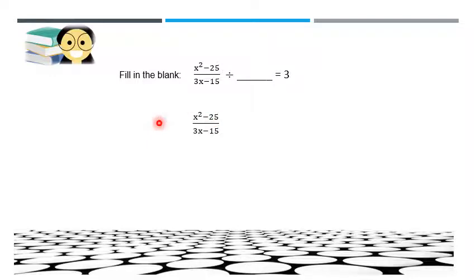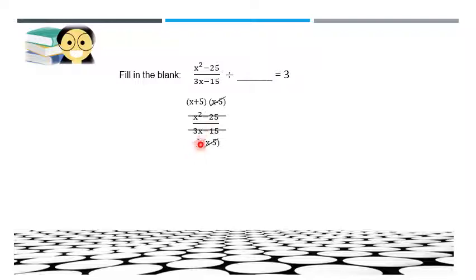Factor x squared minus 25. So then we have quantity x plus 5, quantity x minus 5. Factor 3x minus 15. We have 3 quantity x minus 5. And then cancel out x minus 5. Let's simplify it first. x minus 5, x minus 5 is canceled out. Now, as you can see, we have x plus 5 in the numerator and in the denominator is 3.